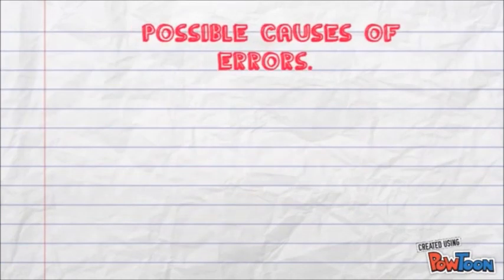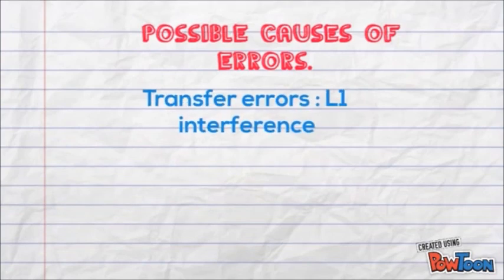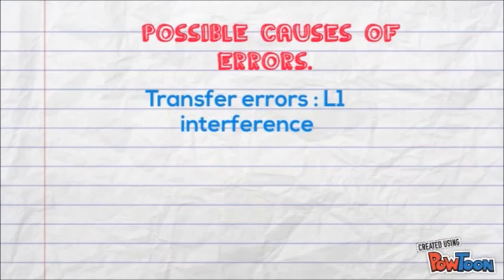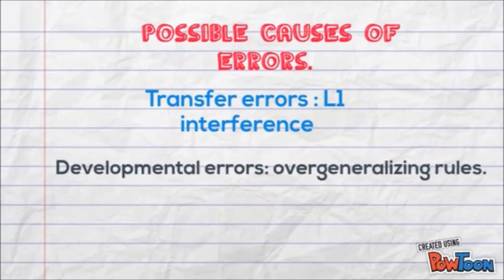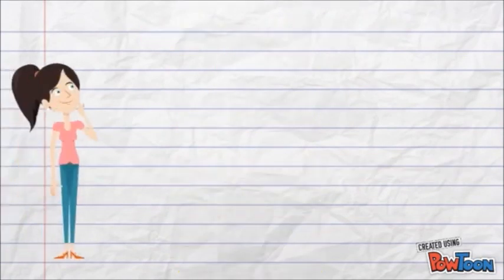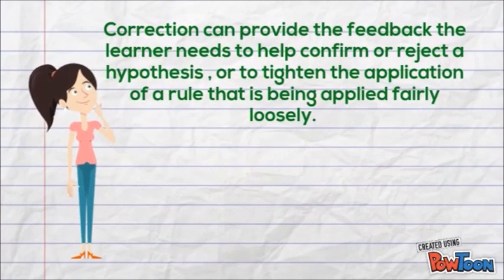The author also talks about two possible causes of errors. The first one is transfer errors, that is the interference of the first language. A good example of transfer errors is the use of the word actually to refer to the Spanish actualmente instead of using currently. The second cause is developmental errors, those are related with overgeneralizing rules. The author emphasizes that correction can provide the feedback that the learner needs to help to confirm or reject a hypothesis.